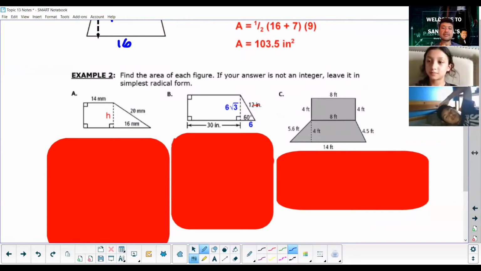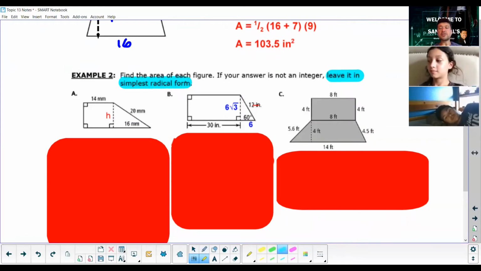Okay, Marcus, why don't you go ahead and read example 2. Find the area of each figure. If your answer is not an integer, leave it in the simplest radical form. All right, excellent. So in this case, you're going to use your calculator, but not if it's a radical. You're going to do everything else except it. All right. So Marcus, how will we solve A then?